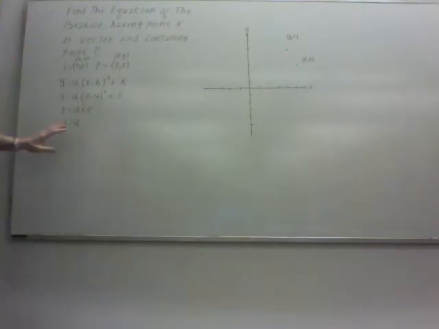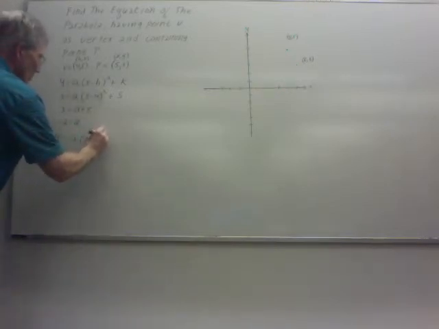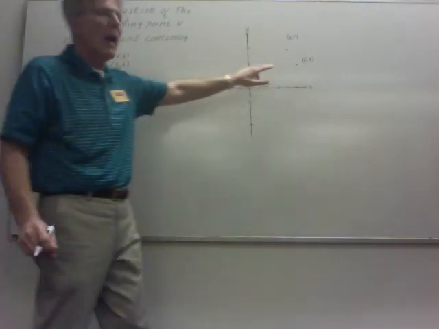Now that's good, I found a, but I'm not finished. I need the actual equation, so we need to put it into this form. So I'd have y equals a, which is negative 2, times the quantity x minus h, which is 4, squared, plus 5. There is the equation of the parabola that has (4, 5) as its vertex, and somewhere on that parabola is the point (5, 3).